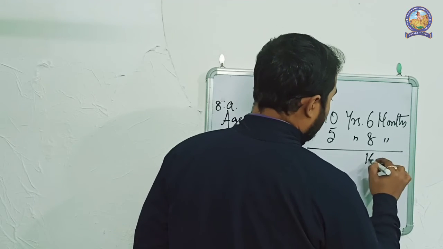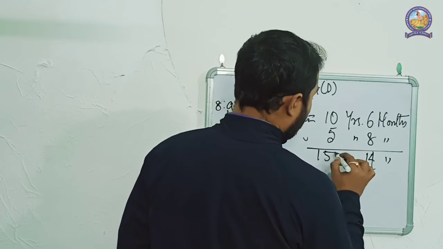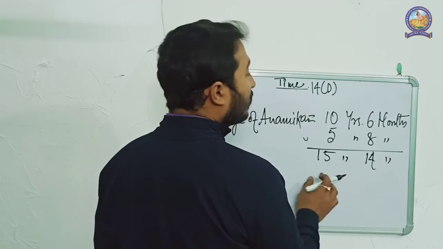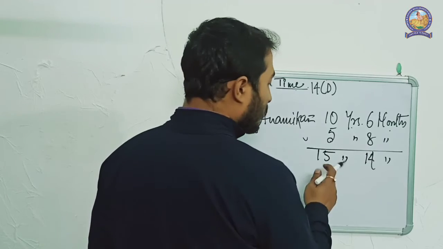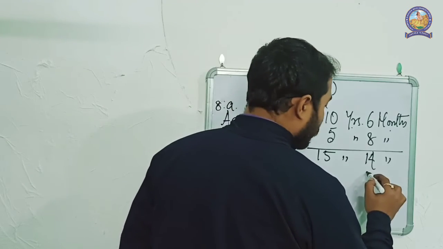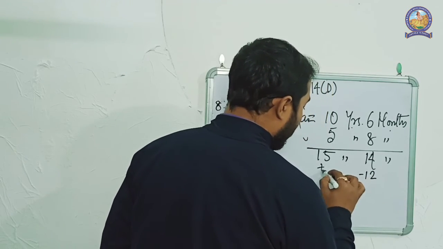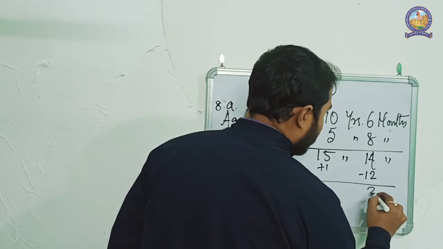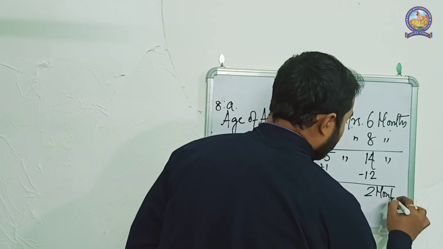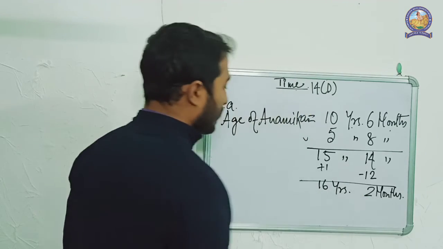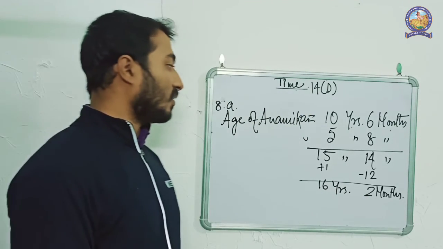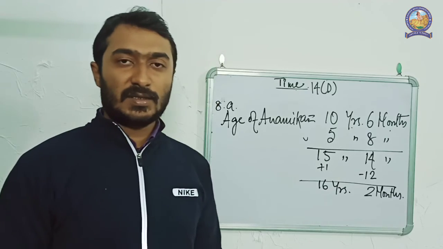So 6 plus 8, that is 14 months, and it is 15 years. Again we have to see the value: it is year to month, that is the 1 to 12 calculation. It is greater than 12, so we have to subtract 12 from here and add 1 here. So it is 2 months and 16 years. So we can easily say the age of Anamika is 16 years 2 months.